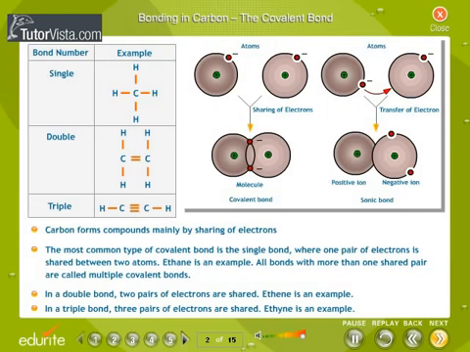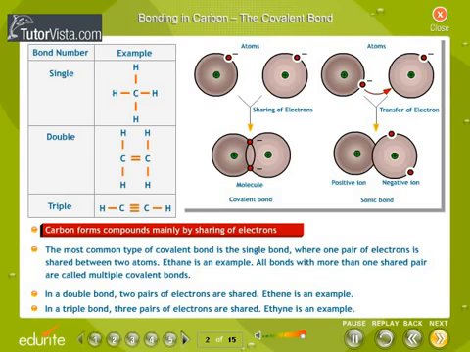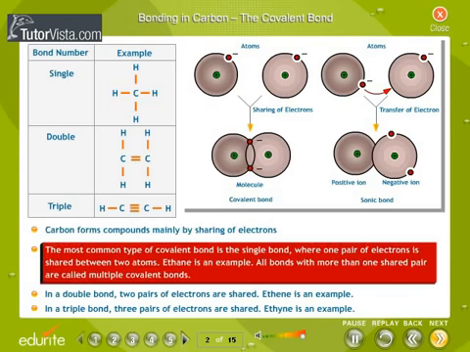Bonding in carbon, the covalent bond. Covalent bonding is a form of chemical bonding characterized by the sharing of one or more pairs of electrons between two atoms. Carbon forms compounds mainly by sharing of electrons. The most common type of covalent bond is the single bond, where one pair of electrons is shared between two atoms. Ethane is an example.